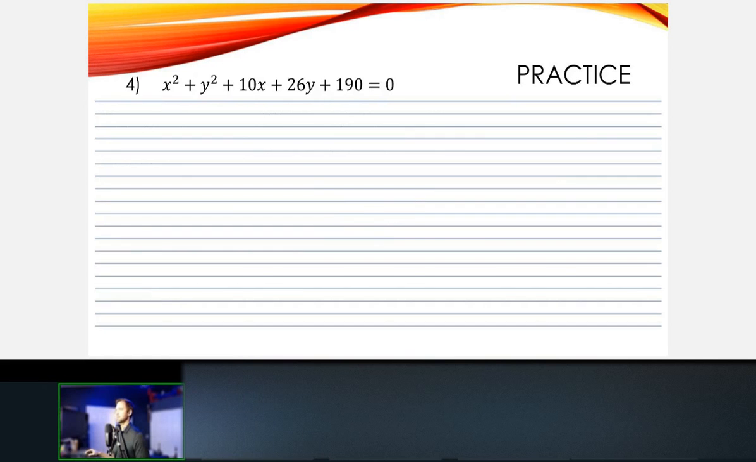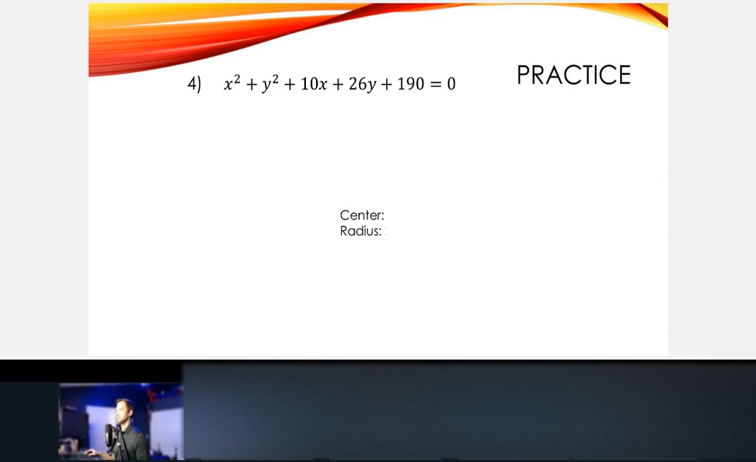I'm going to go ahead and skip number 4. But just to show the center and the radius, this is what you should get. And then your final answer should look like that. So feel free to work this one out on your own, but you should get that as your answer.